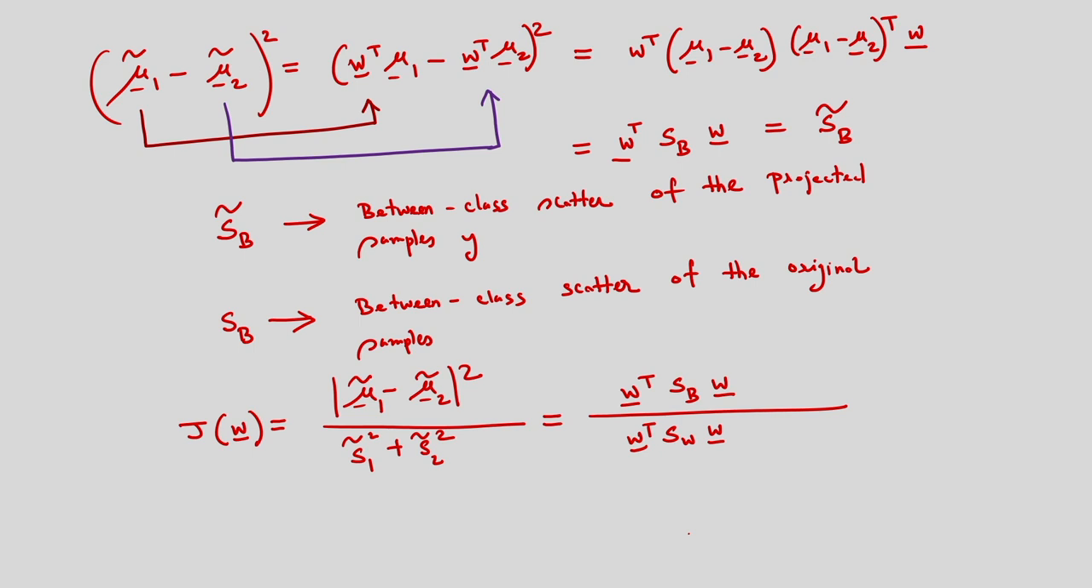Now we have to find the maximum J(W). So for this we have to differentiate and equate to 0. So our objective is to find the optimum value of W, that is the projection vector. So that means we have to maximize J(W) and we have to equate the derivative to 0, because we have to find the maximum value. So how to get this one? So move to the next slide. So to find the maximum of J(W), this criterion function, we have to differentiate and equate to 0.